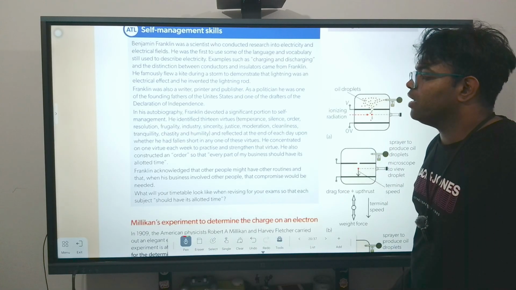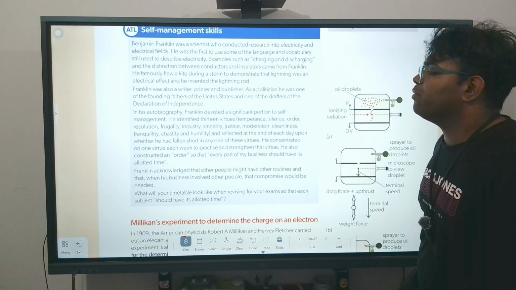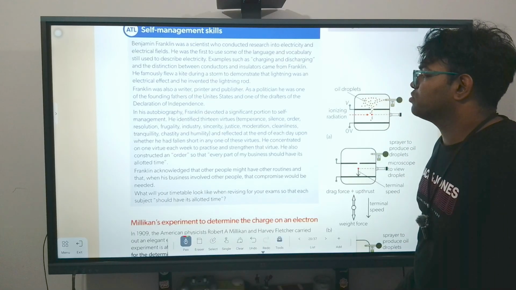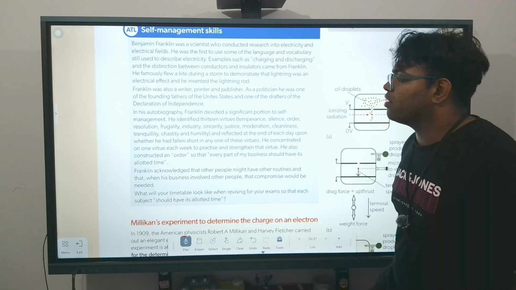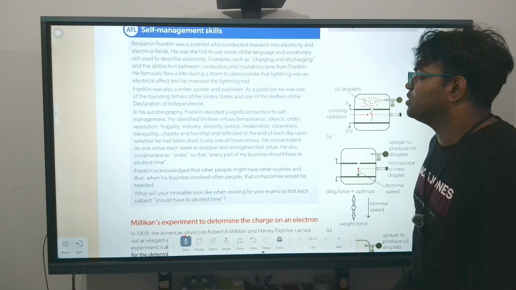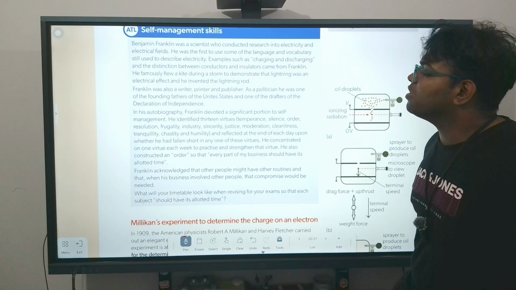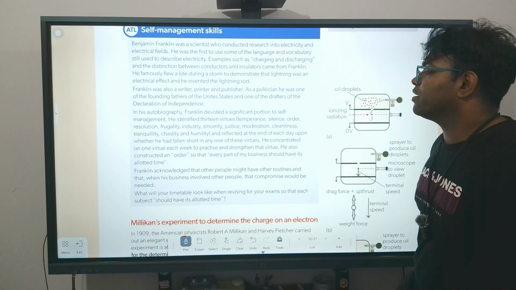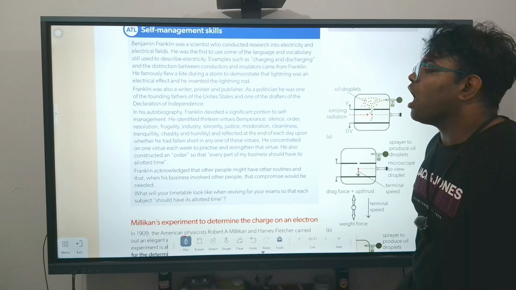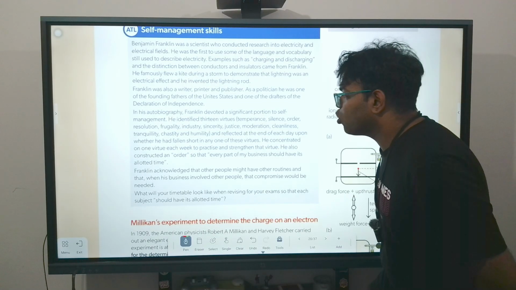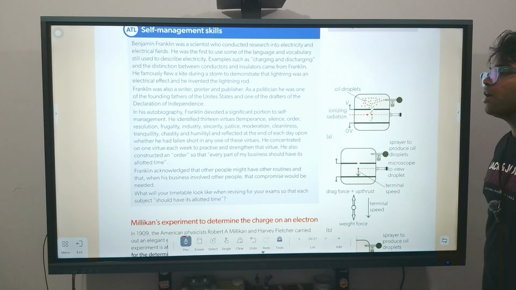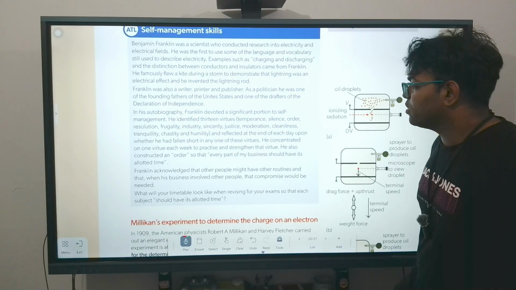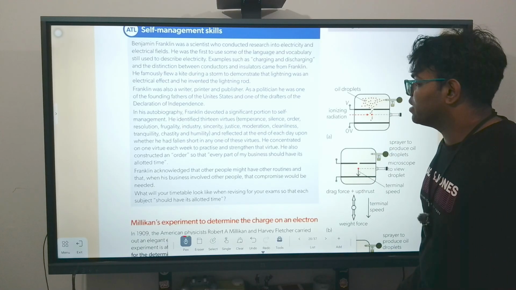In his autobiography, Franklin devoted a significant portion to self management. He identified 13 virtues: temperance, silence, order, resolution, frugality, industry, sincerity, justice, moderation, cleanliness, tranquility, chastity, and humility, and reflected at the end of each day upon whether he had fallen short in any of these virtues. He concentrated on one virtue each week to practice and strengthen that virtue.